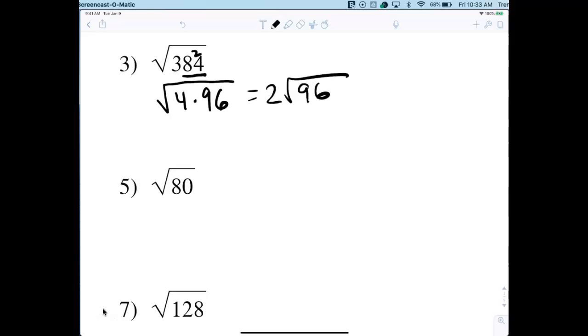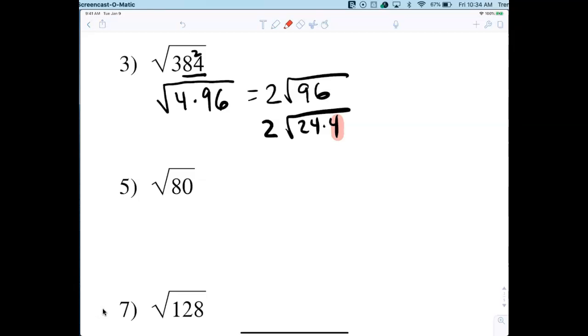Now, does 4 go into 96? No. Well, 4 goes into 100, right? 100 minus 4 is 96. So I know 4 goes into 96. How many times does 4 go into 100? 25. So 4 would go into 96 24 times, guys. Come on, I'm trying to show you how to think about numbers a little better. 24 times 4.